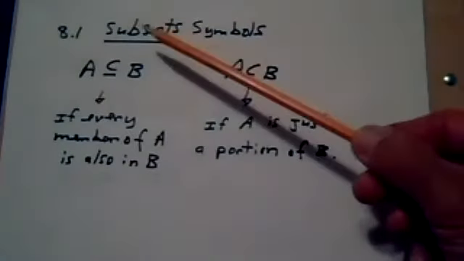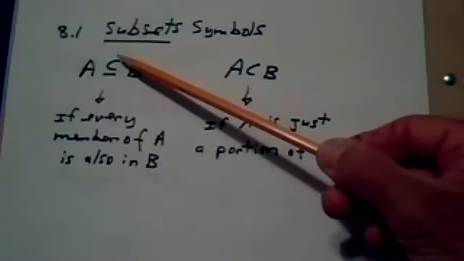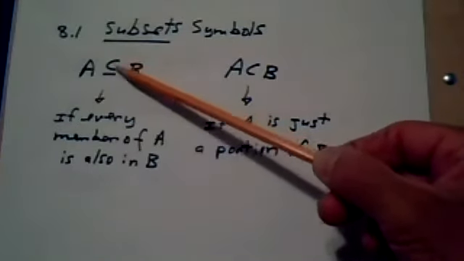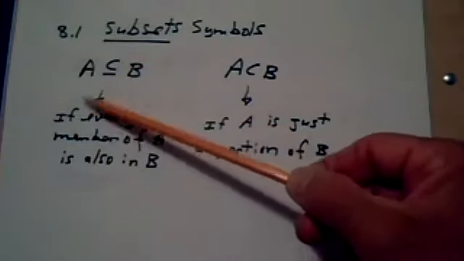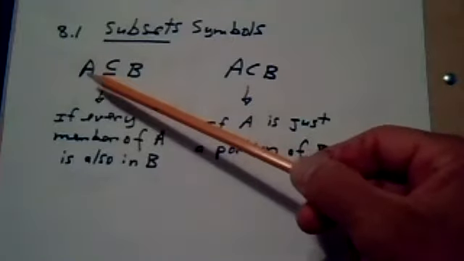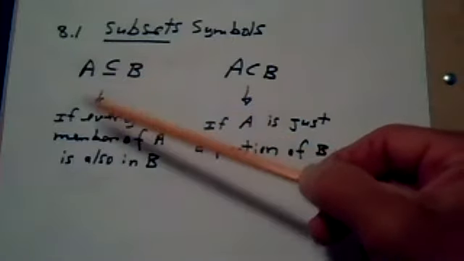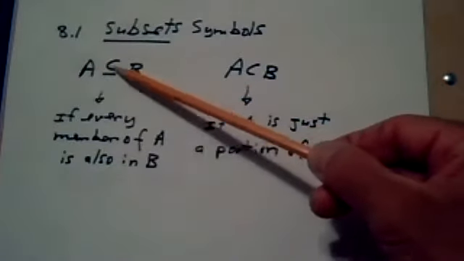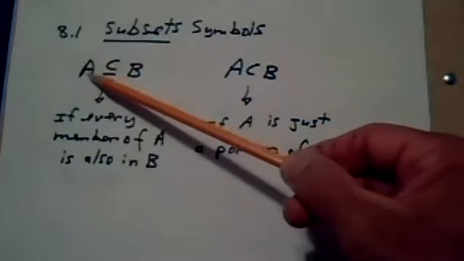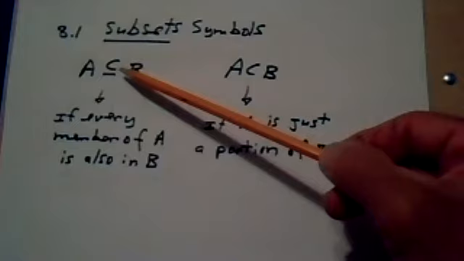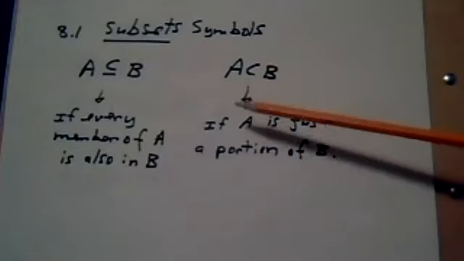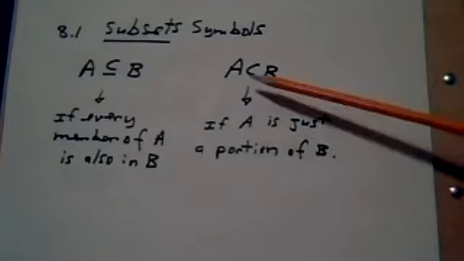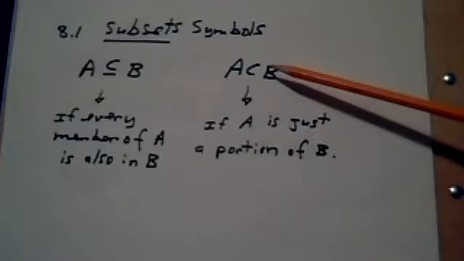Here are some more symbols. Notice this one is not a less than, it's kind of curvy. When you see this one, what you're saying is that every member of A is also in B. And notice the sets are equal. If you don't put the equal sign, then what you're saying is that A is just a portion of B. That means A is part of B, but it does not equal B.